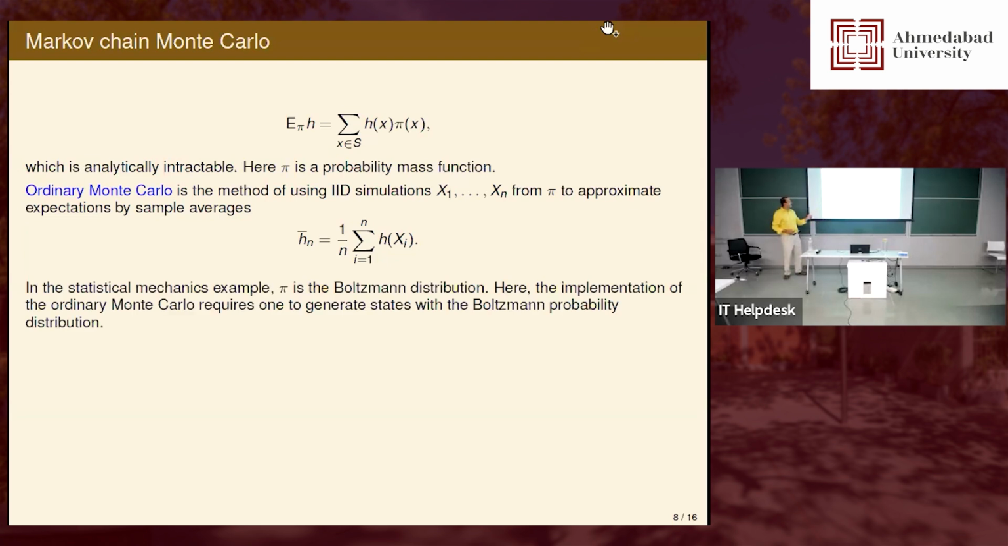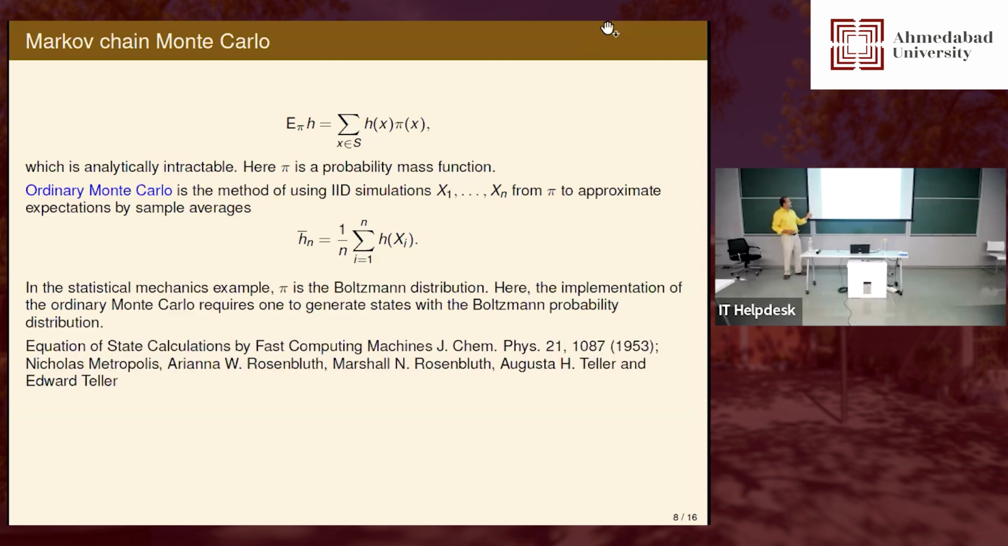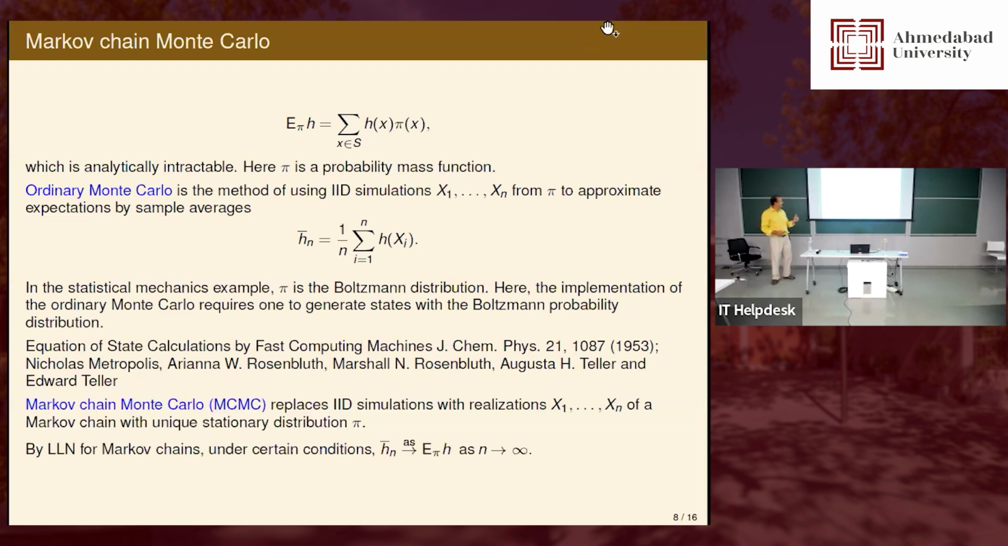I'll just briefly talk about this. So this was the 1953 paper, which appeared in the Journal of Chemical Physics. Again, you can see all the big names, the stalwart physicists of that time. When they realized that they cannot get IID samples, they came up with this idea, which I'm just going to briefly talk about.